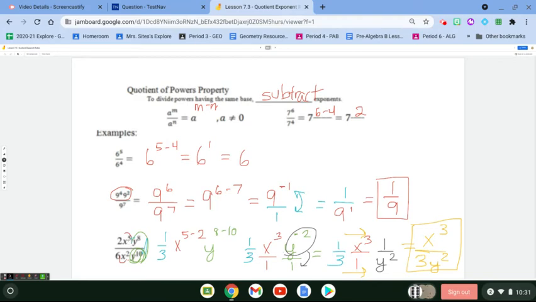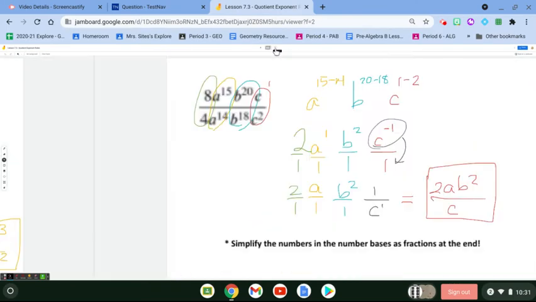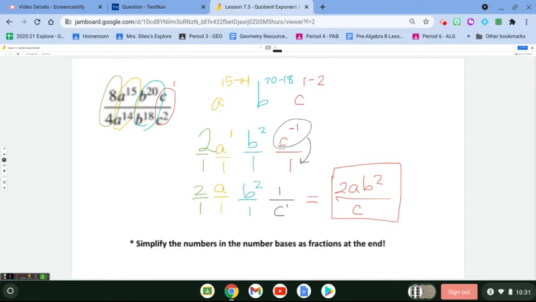Just like if you would put the x's together, in this problem x to the fifth is bigger than x to the second, so we ended up with our x answer in the numerator. If you look at the problem we just finished, a to the 15th is bigger than a to the 14th, so the a ended up in the numerator. Same deal with the b's. The 20 is bigger than the 18, so the b ended up in the numerator. And with the c's, c to the second is bigger than c to the first, so the c ended up in the denominator. So it's a little trick to help you determine where your placement would be.